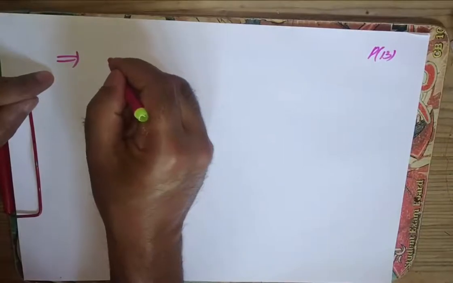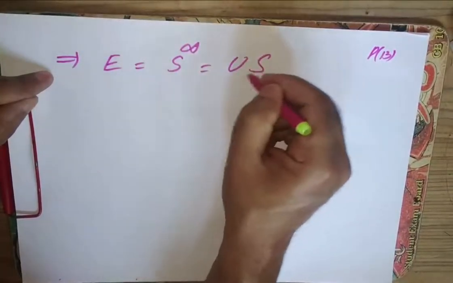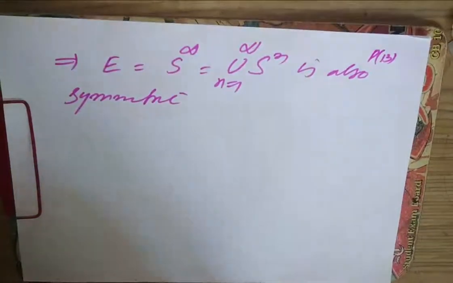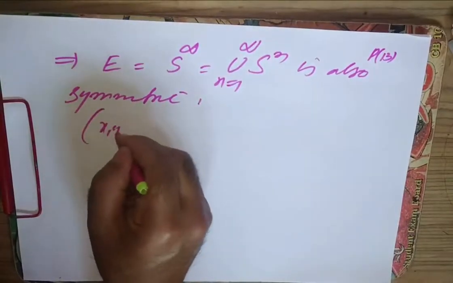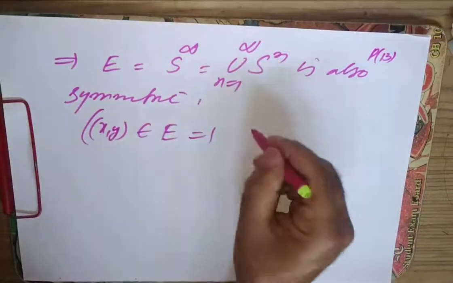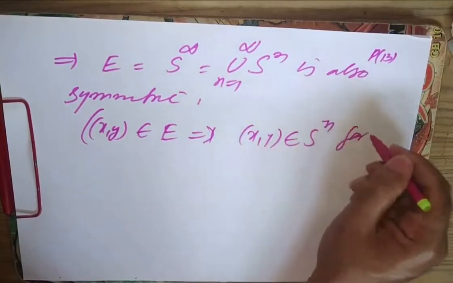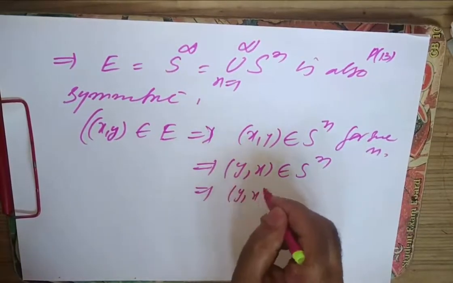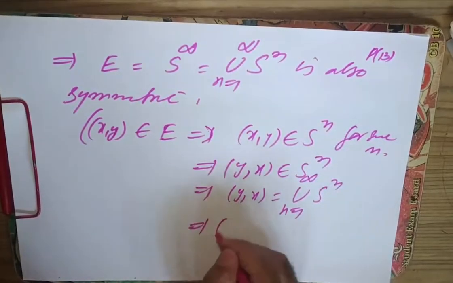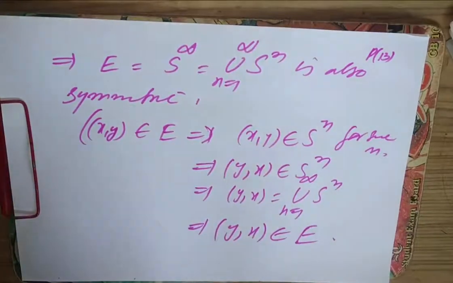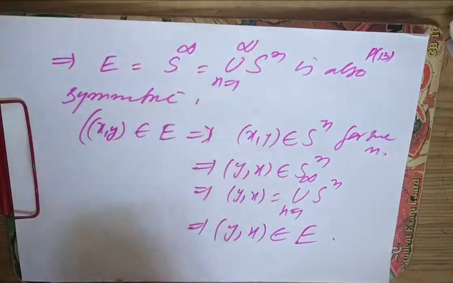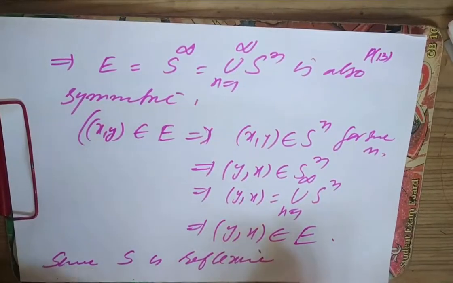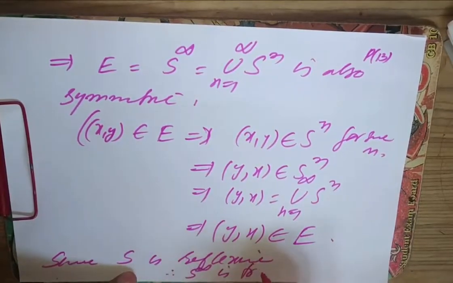This means E, which is equal to S infinity, the union of Sn for n from 1 to infinity, is also symmetric. That's simple because to verify, let's take xy belonging to E. That means xy belongs to Sn for some n, which implies yx also belongs to Sn because Sn is symmetric. So yx belongs to the union of all the Sn, which means yx belongs to E. So this relation is symmetric. Moreover, since S is reflexive and symmetric, S infinity is transitive, which is already done.